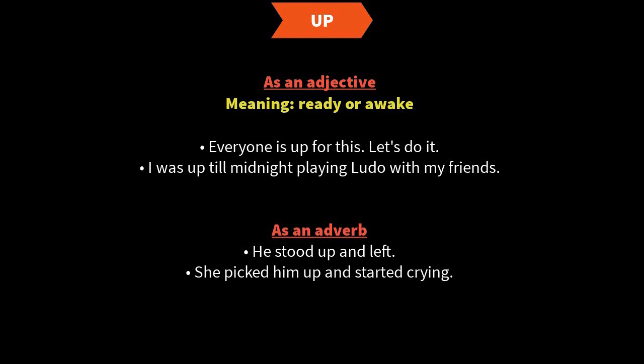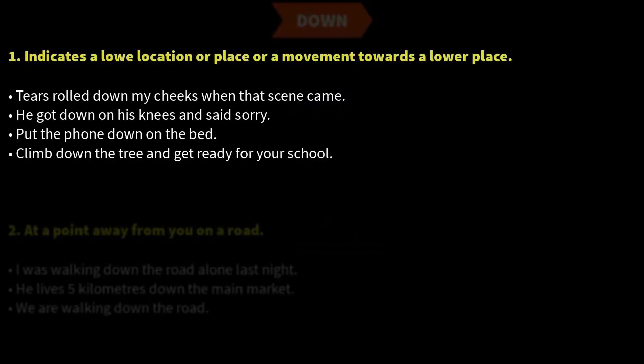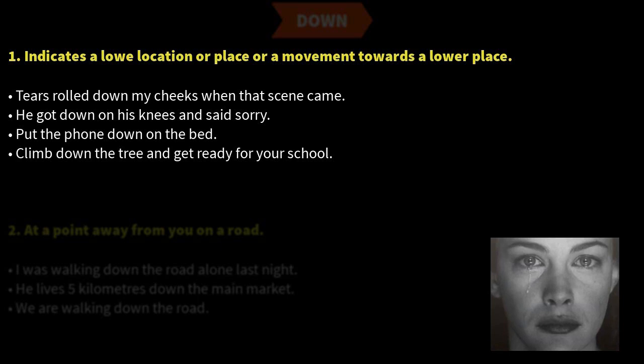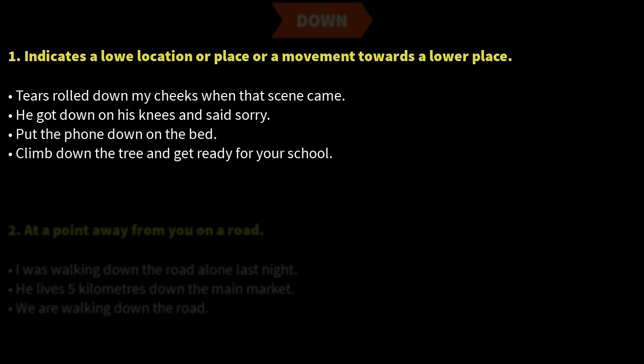Let's talk about the next preposition, down. Guys, down is opposite to the preposition up. It indicates a lower location. It indicates a movement happening at a lower location. Alright? Let me show you some examples. Tears rolled down my cheeks when that scene came. Tears rolled down my cheeks from the eyes down to my cheeks when that scene came.